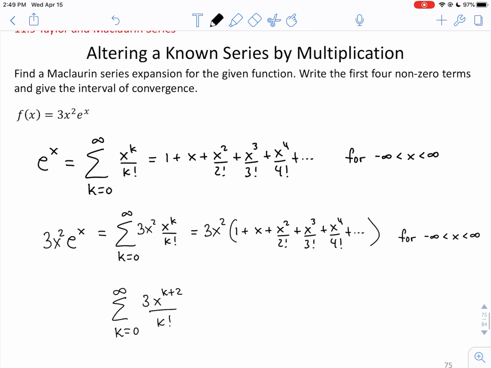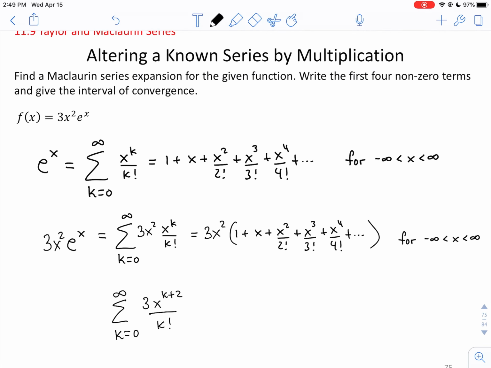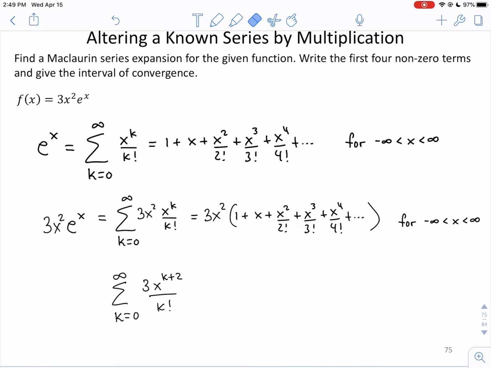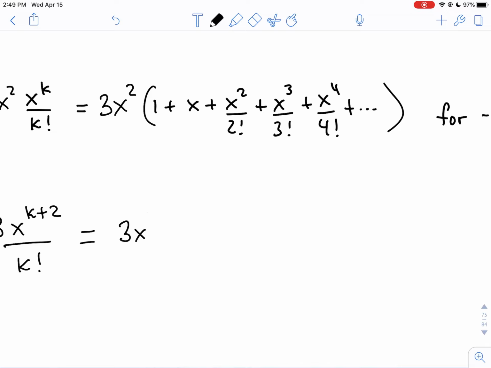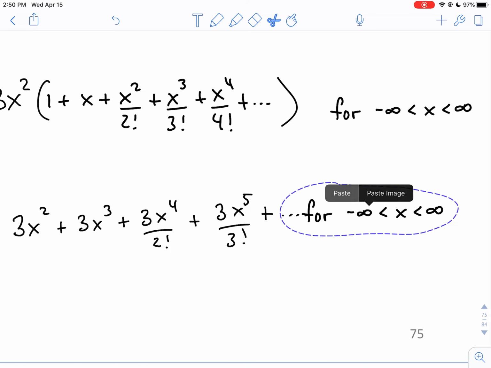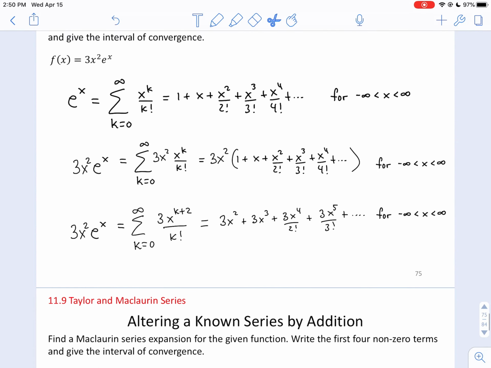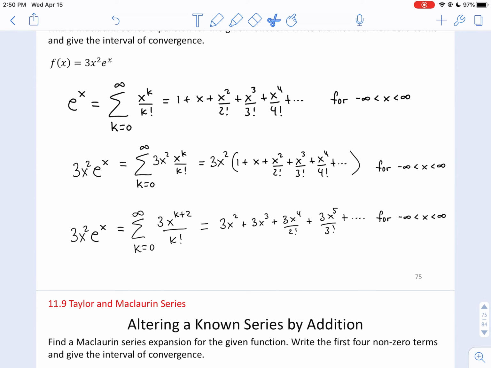When you do this kind of alteration on a series by multiplying it by a constant or a power of x, this has no change on the interval of convergence at all. And really the only thing I'm going to do now is actually do this distribution here. We get 3x squared as the first term now, plus 3x cubed, plus 3x to the 4th over 2 factorial, 3x to the 5th over 3 factorial, plus dot dot dot. And we have this same interval of convergence. So that's a pretty easy way to alter a series.